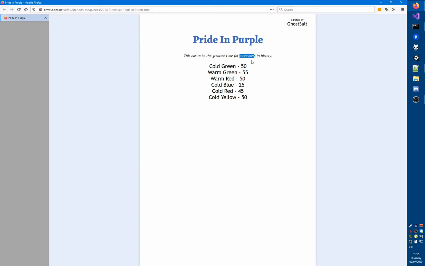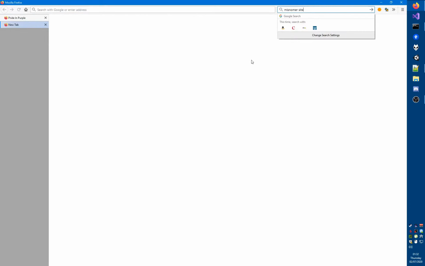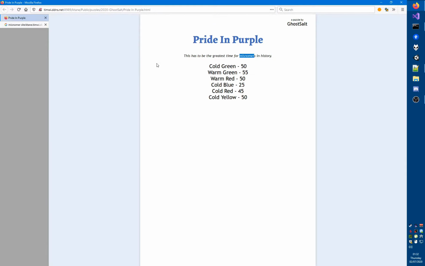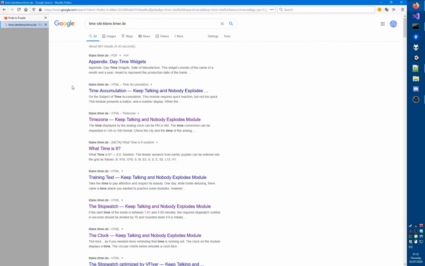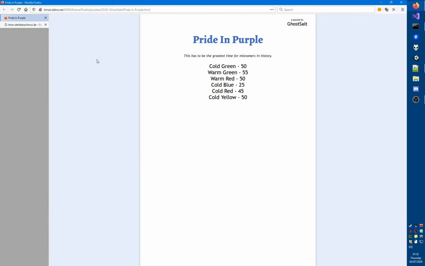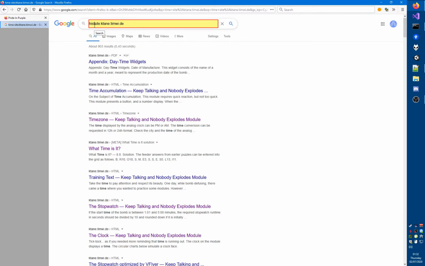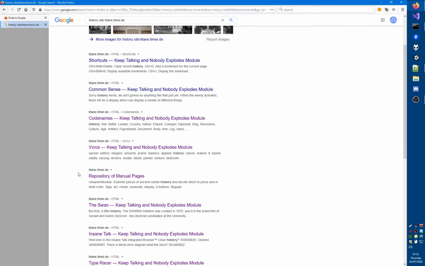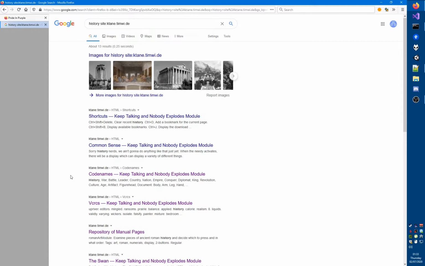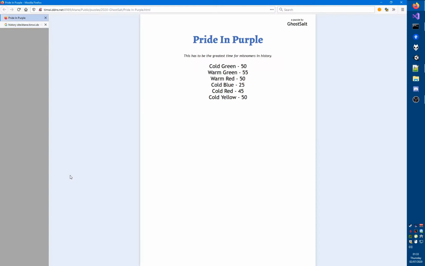Let's see if the word misnomer occurs in a module. That doesn't seem to find anything. Greatest time, history. Let's see about time. There's of course Timekeeper and Time Accumulation, Time Zone. None of those stick out to me. History, there is nothing with history in the name. So I don't think it's any of these.